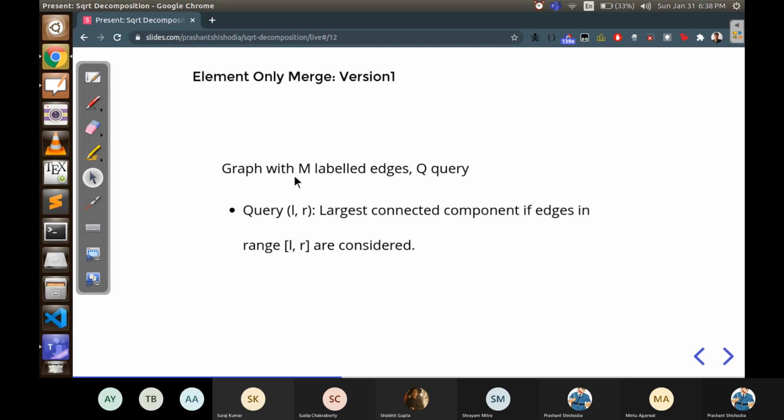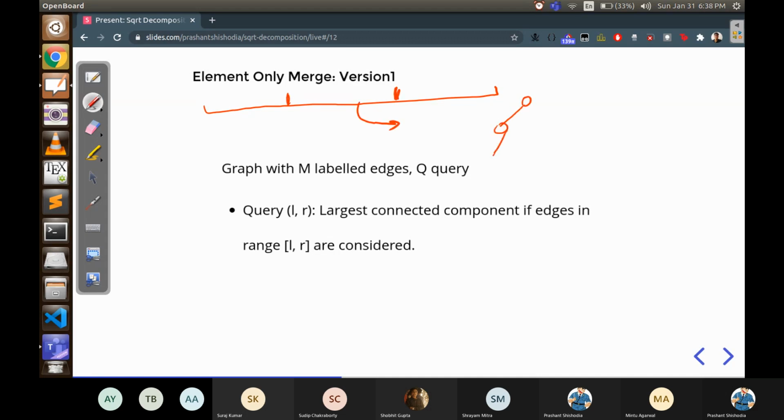So you are given a graph with m labeled edges and q queries, and for each query where you are given L and R, you are trying to find the largest connected component if edges in range LR are considered. So there are so many edges, but you will have to consider edges only in this range, and construct a graph based on only those edges, and it will result in some connected components, and you have to find the size of a maximum connected component. So how will you do that?